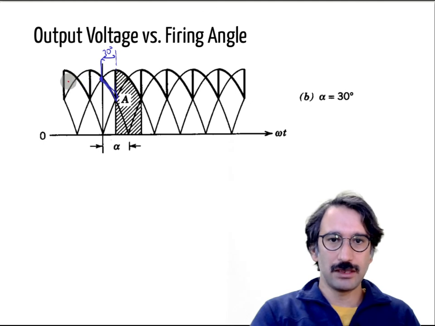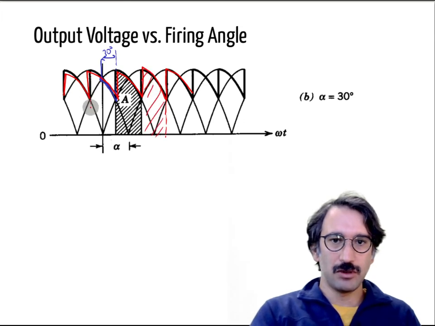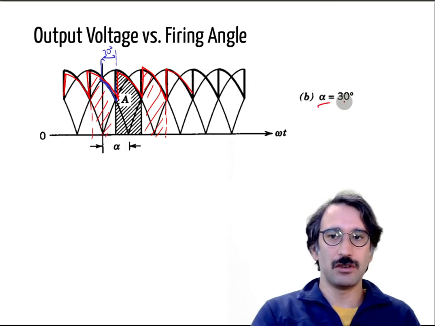Let me use the red. It just follows that line, follows that line, follows that line. So you can see the building block, the symmetrical shape for the output voltage is that waveform. All right, this is for 30.